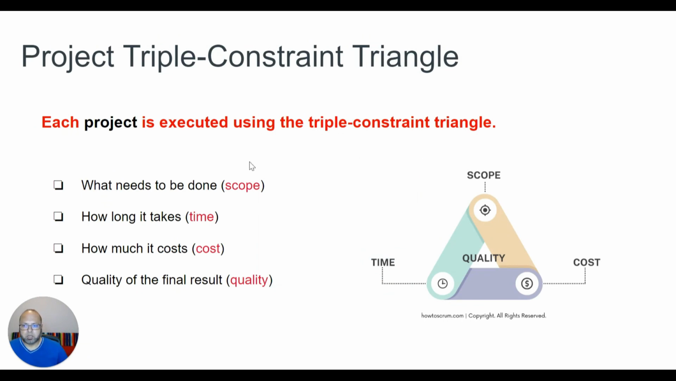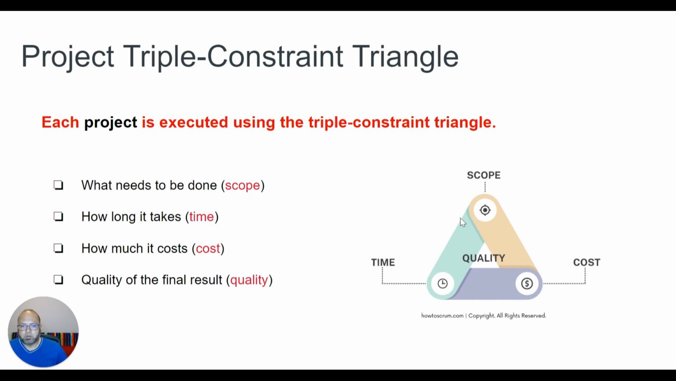Each project is executed using a triple constraint triangle, meaning it has a scope, i.e. what exactly are you trying to achieve? What is the goal of the project? It has a timeline to say you have to finish within a certain time frame. It has a cost associated to that. So this triangle is so tightly coupled that if you make a change to the scope, you will need to make a change to the time and cost.